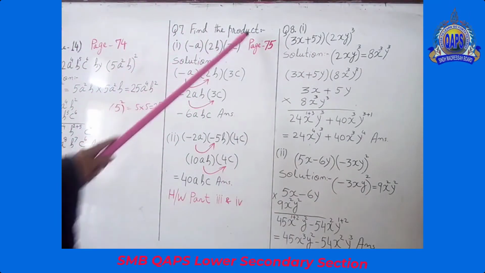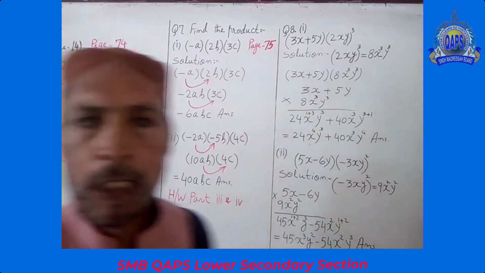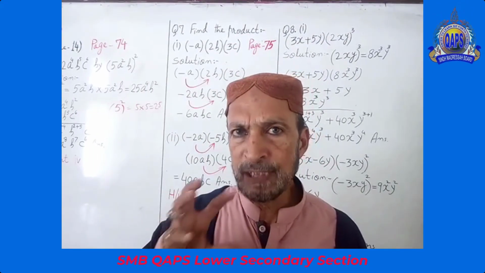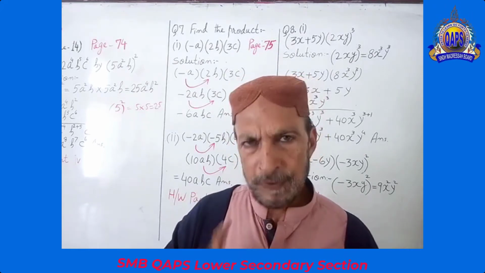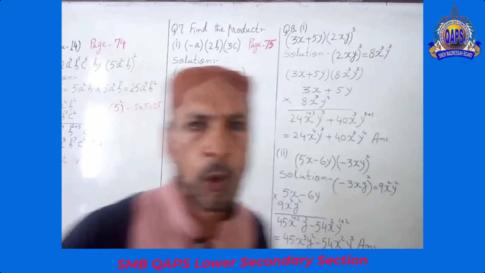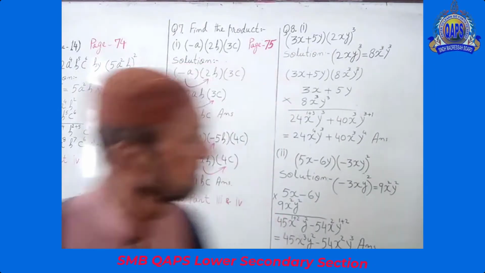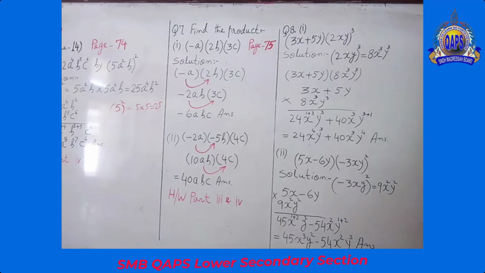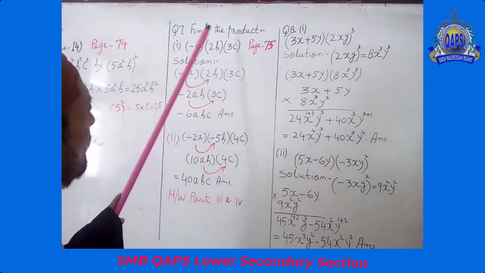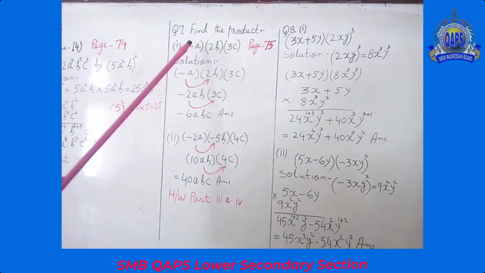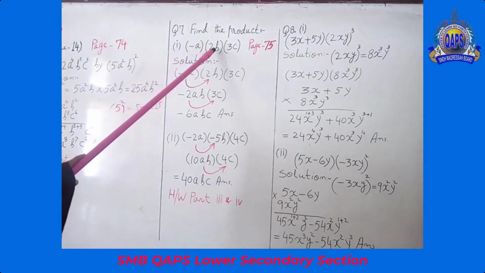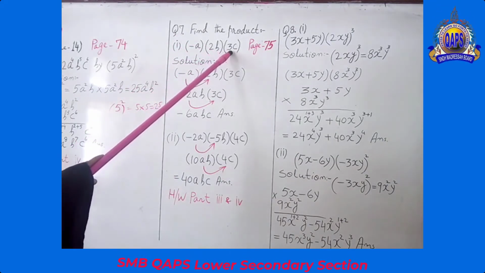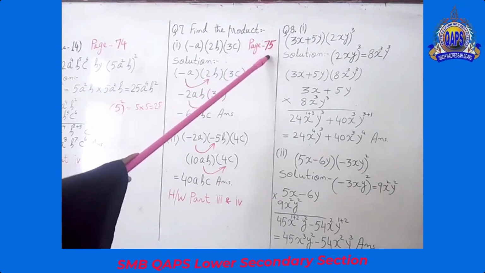Find the product. Product means the answer of multiplication. That's called product. So first of all, have a look at the board and try to understand the question. Minus A into 2B into 3C. Open page number 75 of your book.